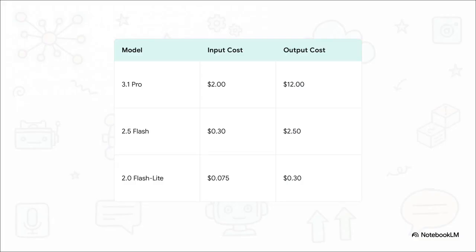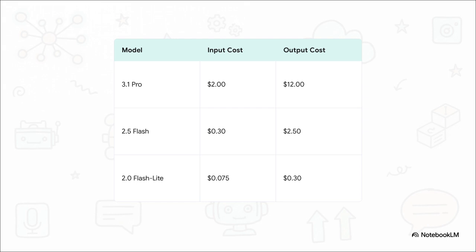Let's untangle these tiers. While the 3.1 Pro preview model is incredibly powerful for complex reasoning, it comes in at $2 per million input tokens. But check out 2.5 Flash. At just 30 cents per million input tokens, it offers an incredible price-to-performance ratio for most everyday tasks.